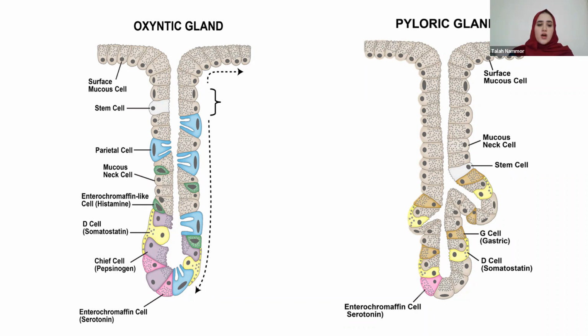Oh, perfect. Okay, moving on, we have the D cell. The D cell is not a specific cell that is only found in the oxyntic gland. As you can see here, we have a D cell in here too.